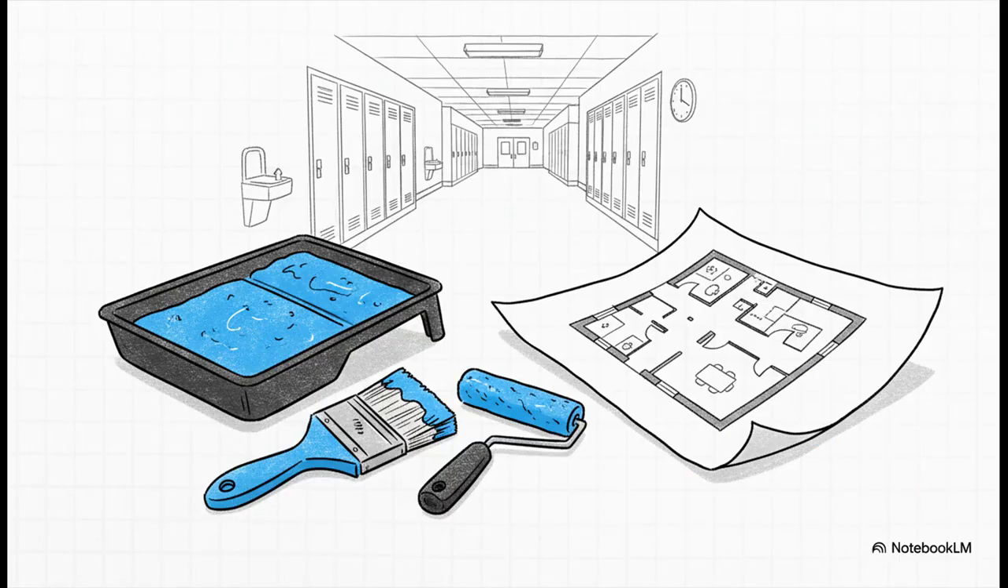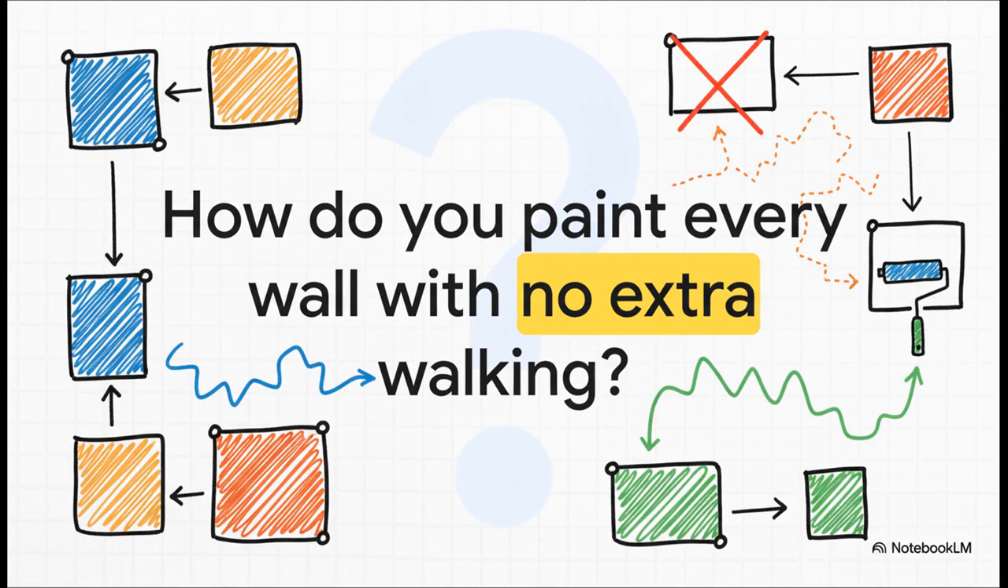You land a new gig. You're supposed to paint the hallways at a school. The paint's ready, the brushes are clean, you're looking at the floor plan. Seems easy enough, right? But there's always a catch. The school wants you to be as efficient as humanly possible. And that is the heart of the puzzle.